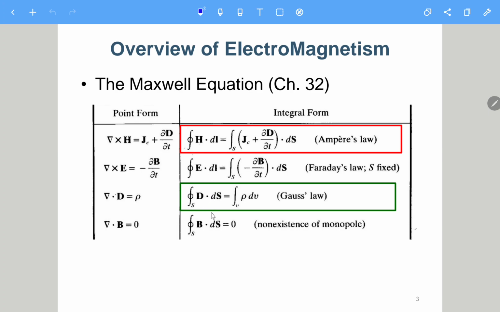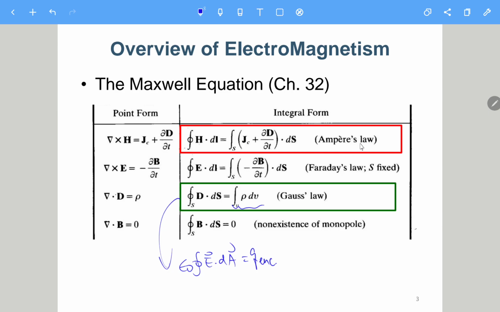In this equation, you see Gauss's law is written using D dot dS. Of course in our textbook or on the slides, we write it as epsilon naught times the integral of E dot dA equals Q enclosed. Q enclosed is like the charge density with a triple integral over the volume. But we will just write it like that.